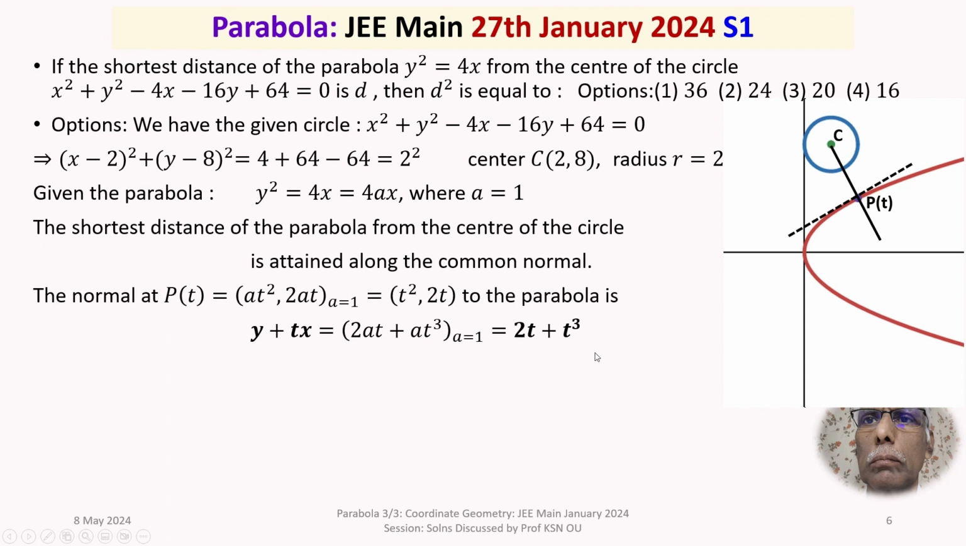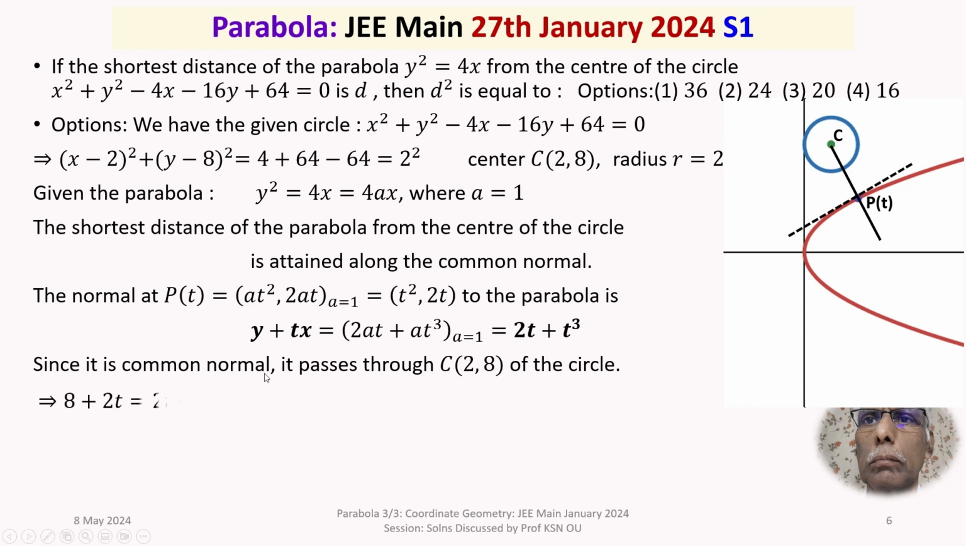So it is a common normal, therefore it is normal to the parabola. Because it is a common normal, it also passes through the center C (2, 8). Therefore, in this equation, put x is equal to 2, y is equal to 8. Then you will get t cube is equal to 8. That will give you t is equal to 2. Therefore, the coordinates of P are given by t square, that is 2 square, comma 2t, 2 into 2, that is (4, 4). So the coordinates of P are known.